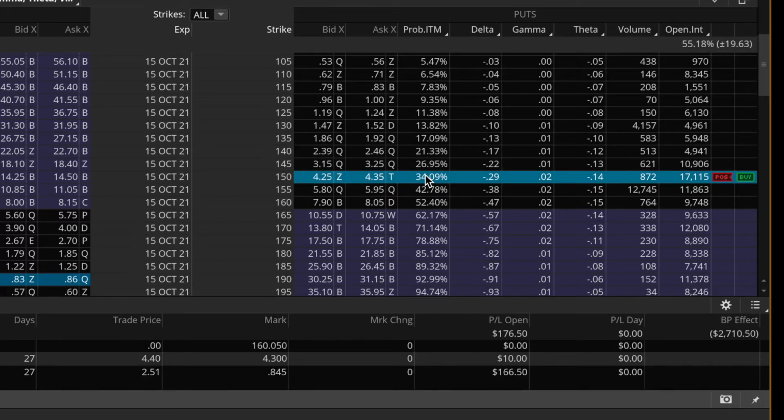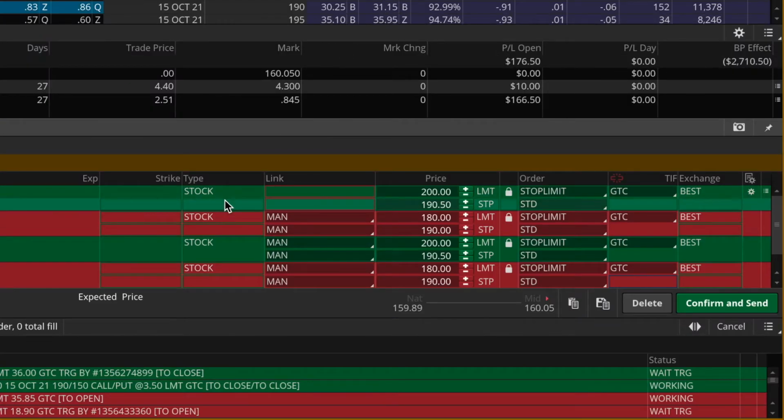The main difference, of course, is instead of the first order being to buy 100 shares of stock, the first order would be to short 100 shares of stock. And then I would buy them back, short them again, buy them back, so on and so forth. It would just be the opposite.